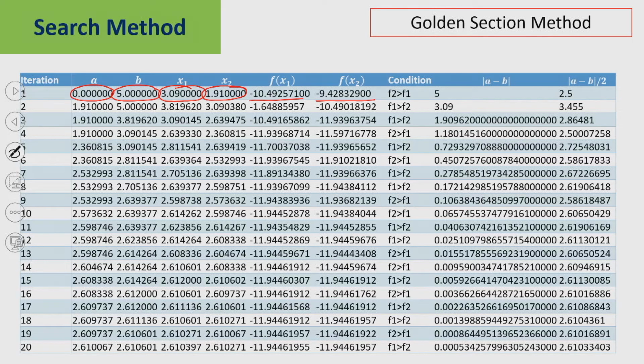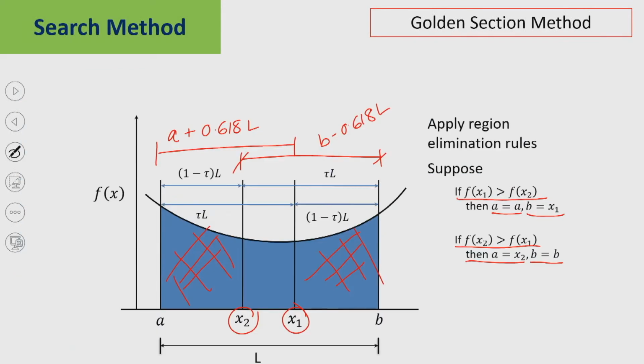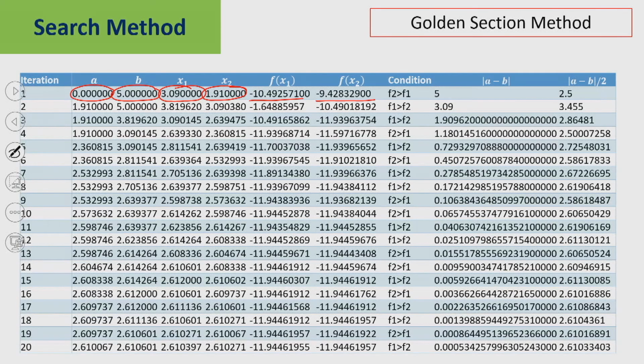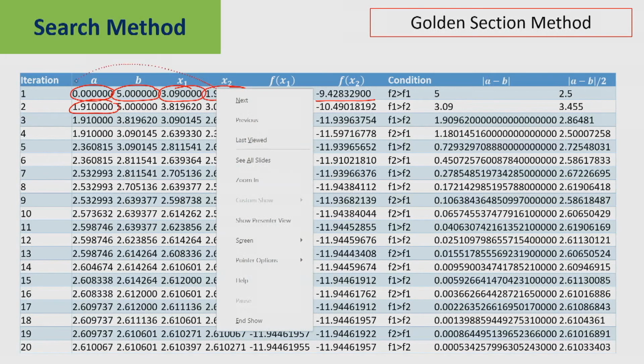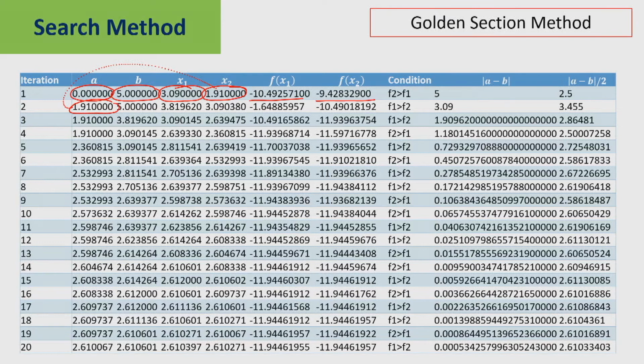Now, in this case f of x 2 is greater than f of x 1. So, that means this is the second condition, is it not? This is the second condition, that is f of x 2 is greater than f of x 1. Then what will you do? You will change A equal to x 2 and B equal to B. So, A will be equal to x 2. This x 2 is coming here, and B will not change.